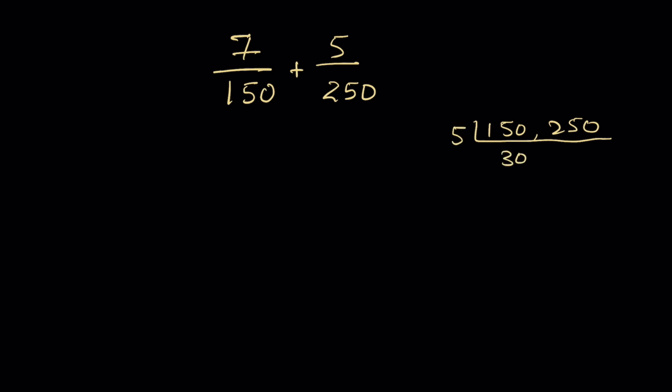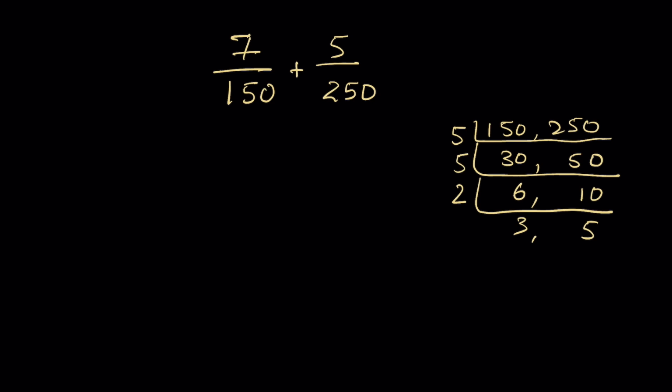5 times 3 is 15. We write 0. 5 times 5 is 25. We write 0. Again divisible by 5. 5 times 6 is 30 and 5 times 10 is 50. Now both of them are divisible by 2 and not 5. 2 times 3 is 6. 2 times 5 is 10. So the least common denominator will be 5 times 5 times 2 times 3 times 5. So this is equal to 750.